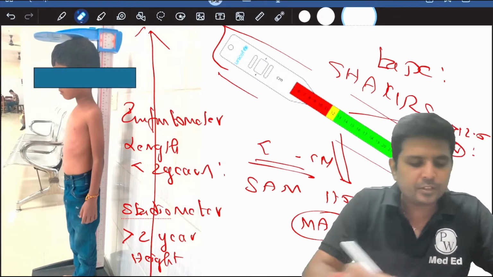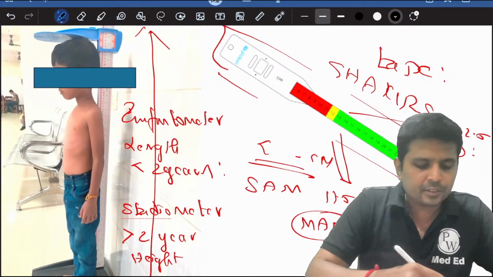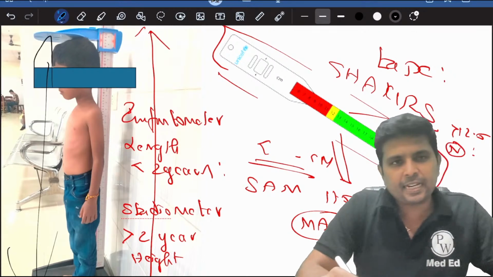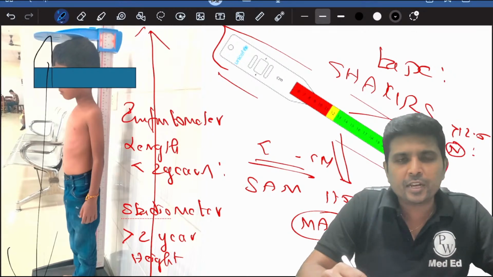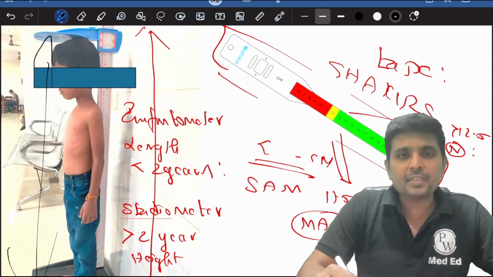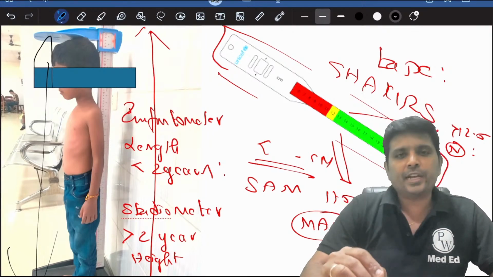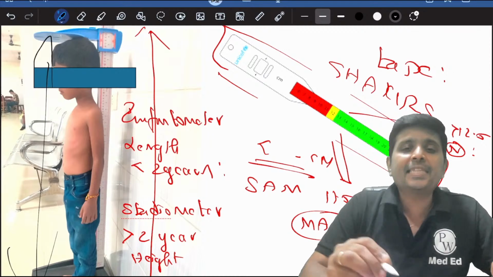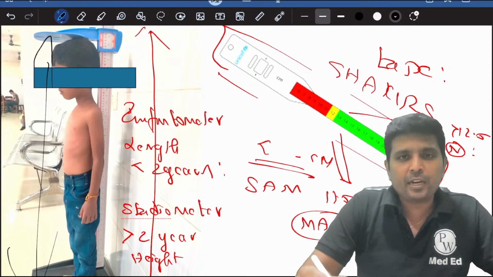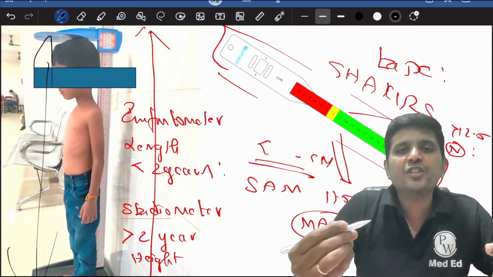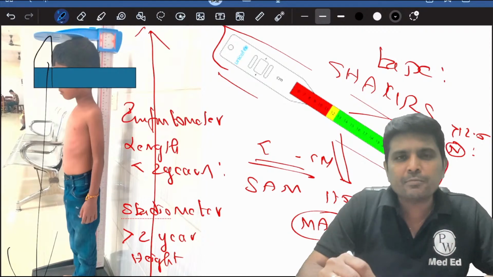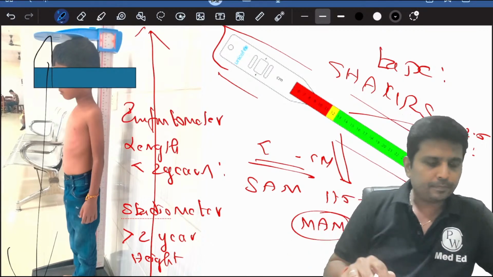So what is this? This is called infantometer. What is this? This is called stadiometer. Stadiometer means you need to measure the height of the child, whereas infantometer means you need to measure the length of the child. Length of the child means less than 2 years. Height of the child means more than 2 years. Height is measured by stadiometer and length is measured by infantometer.